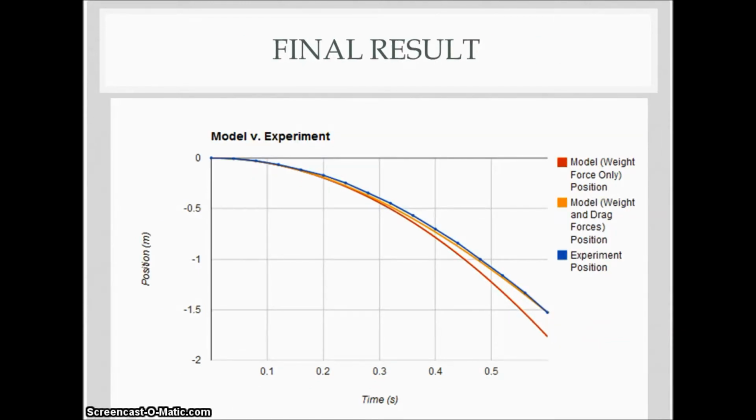This final graph compares my experimental position, the blue line, to the model position when Fnet only includes weight force, the red line, to the model position when Fnet includes both weight force and drag forces, the yellow line. As you can see, while the red line over-predicts the position of the ball because it takes into account only weight force, the yellow and blue lines are both a very good match. This means that my experiment was very good at predicting the motion of a falling object when both weight and drag forces are calculated into the net force of a falling object.